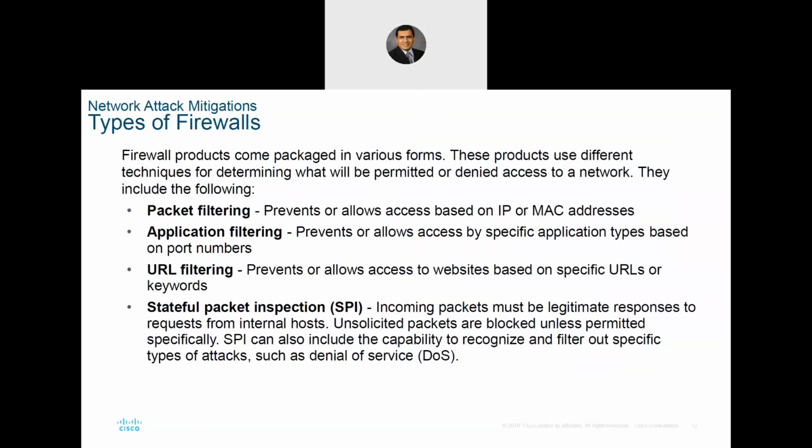These are the kinds of firewalls you have: packet filtering, application filtering, URL filtering, and stateful packet inspection. Okay. Now, the last one, stateful packet inspection, will check and make sure, because it can recognize and filter out what kind of attack, especially a DoS attack. Most of our firewalls can have all four aspects inside one firewall. Remember, a firewall can be software-based or hardware-based.